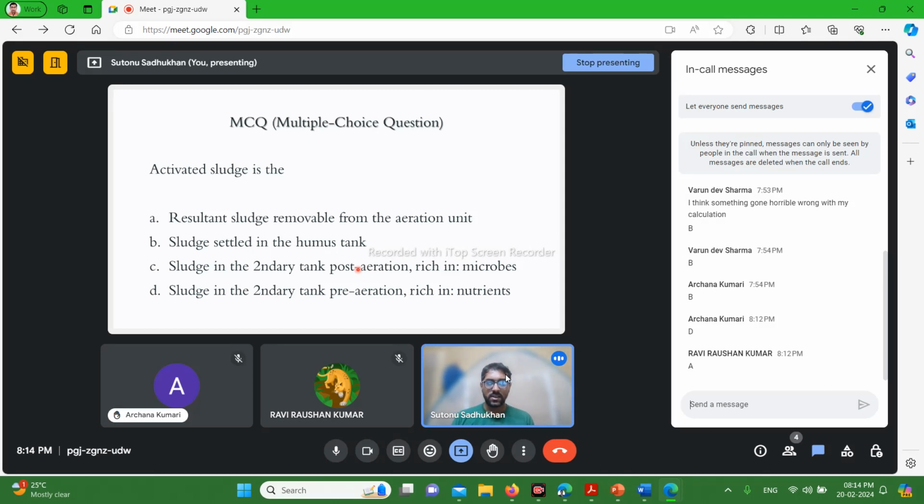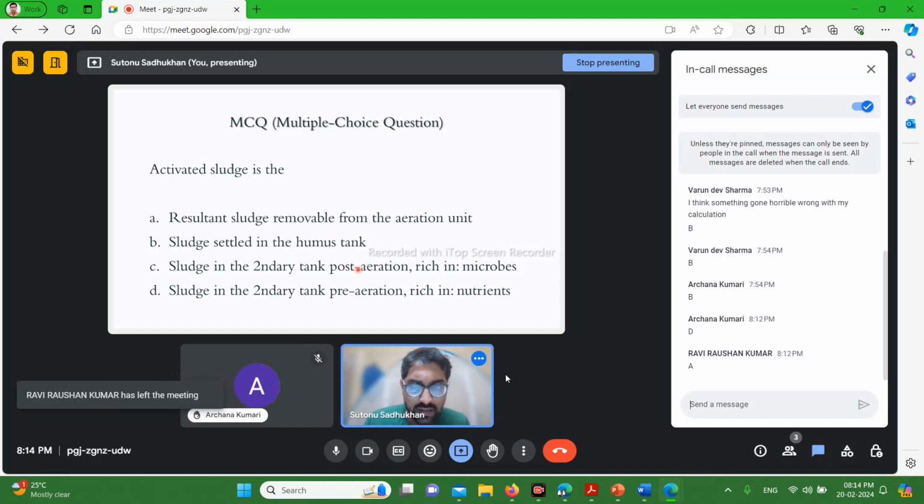Rovi is telling option A. Resultant sludge removable from, this answer you are giving as A, or is it the last answer, I think. Last answer he was giving. Okay, last answer was all of the above. Please give answer to this. What is the activated sludge basically?